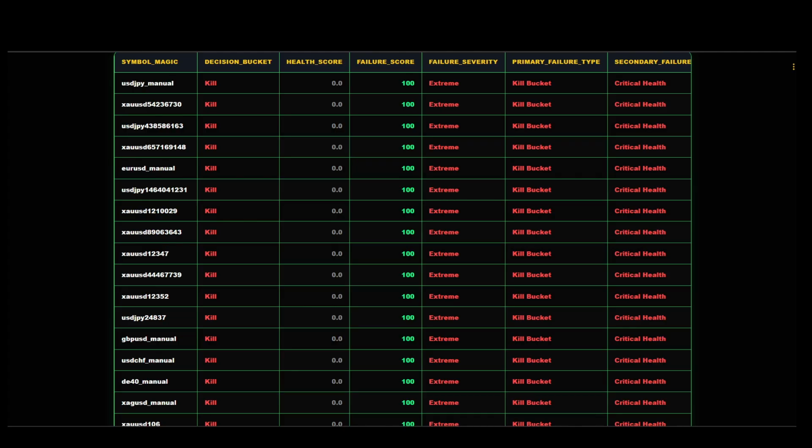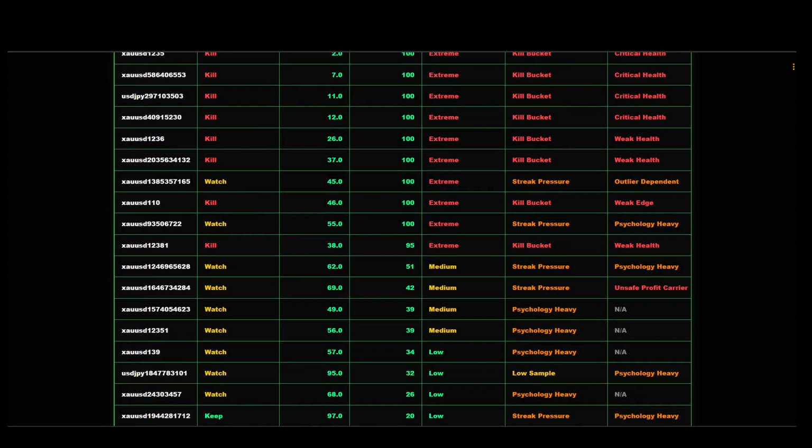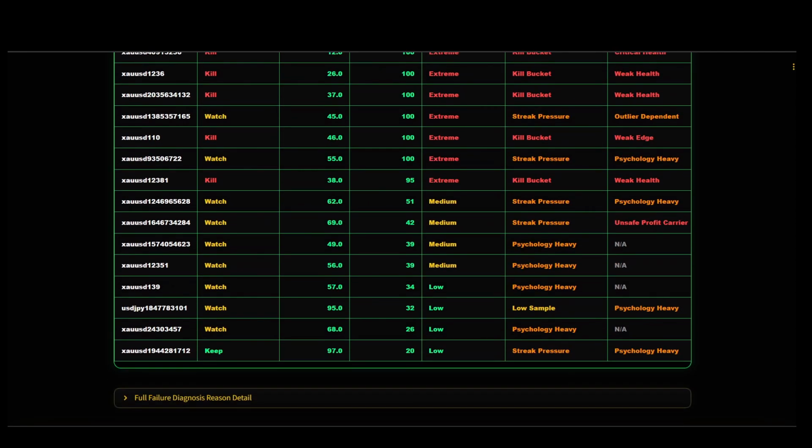At the same time, we also start seeing robots that survive outside the kill bucket. Some move into watch classifications, others into medium or low failure severity, while stronger structures begin keeping healthier balance between edge quality, drawdown structure, and survivability. So this layer becomes much more than a profitability ranking. It becomes a structural diagnosis system for the full robot ecosystem.